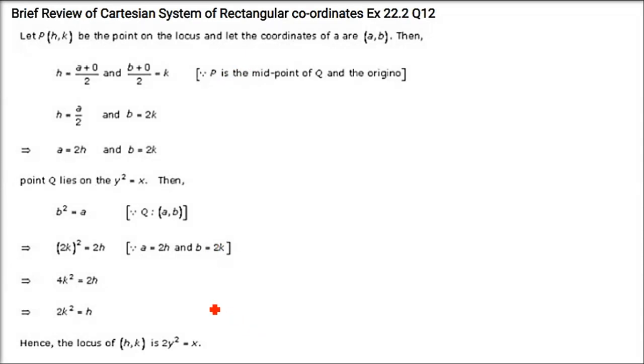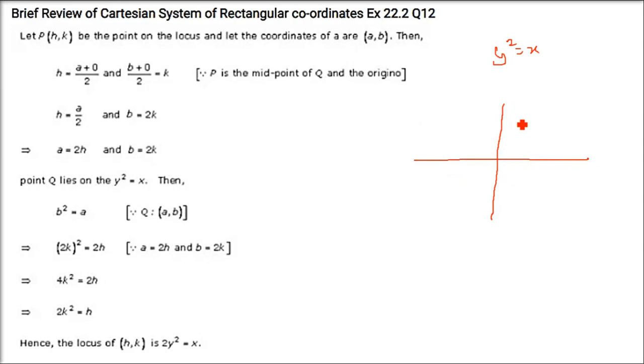Now if O is the origin and Q is a variable point on y square equals x. O is the origin and Q is any variable point on this curve y square equals x. Find the locus of the midpoint of OQ.